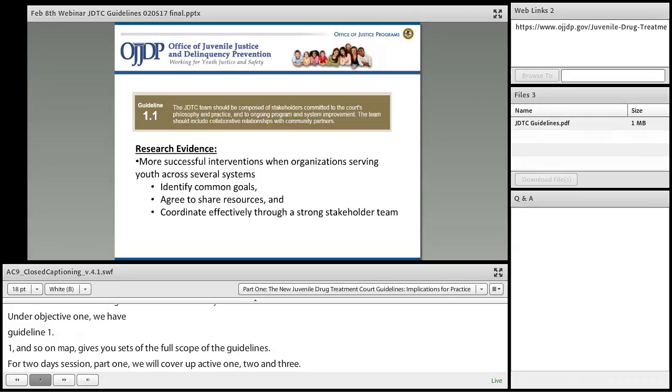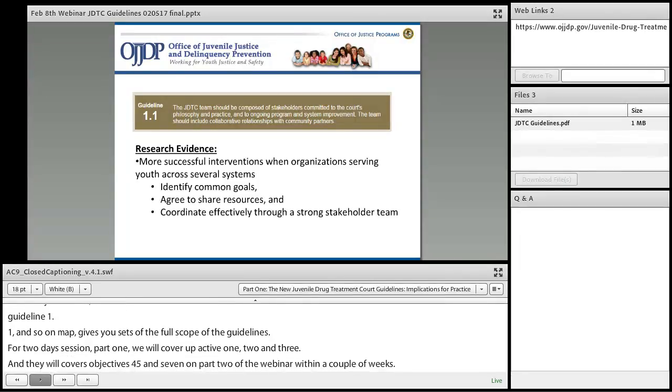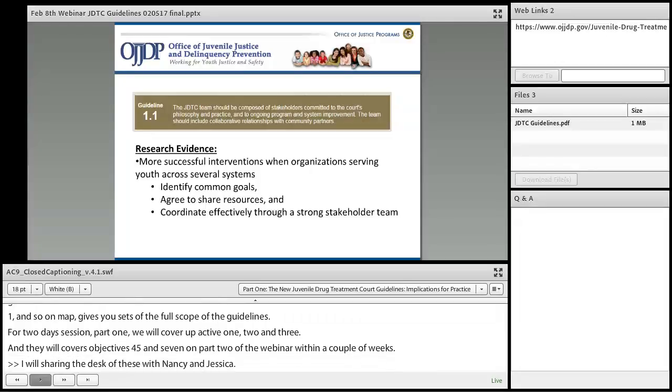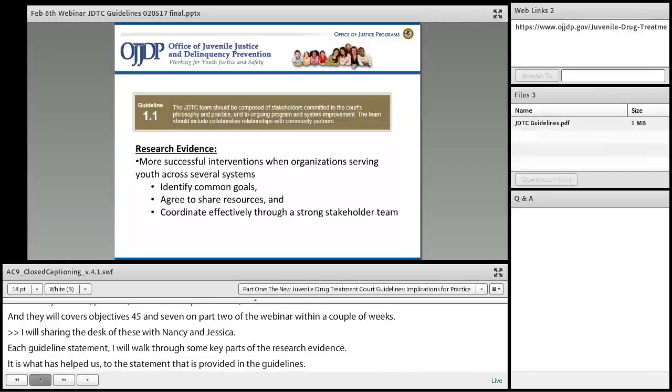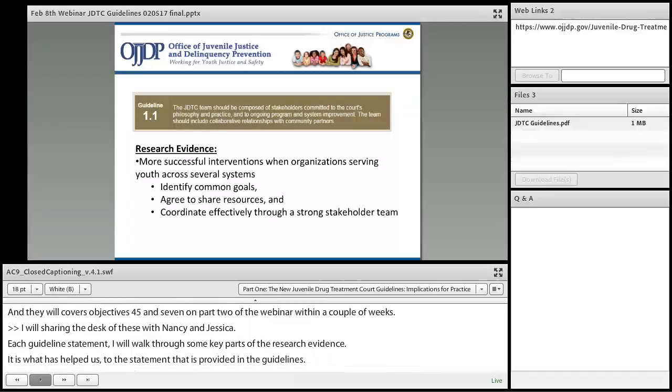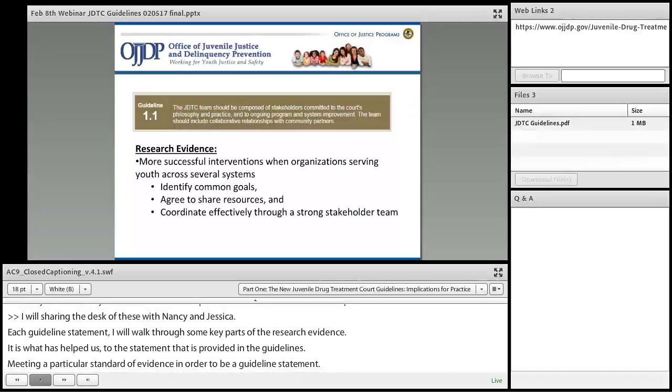So I'm going to be sharing the duties here with Nancy and Jessica. For each of the guideline statements, I will walk through some of the key parts of the research evidence, right? And the research evidence is what helped us come to the statement that is provided in the guidelines, right? They had to meet a particular standard of evidence in order to be a guideline statement. So I'll highlight some of the primary research evidence that supports that statement. And then Nancy will talk about some of the practical considerations that apply for that guideline.